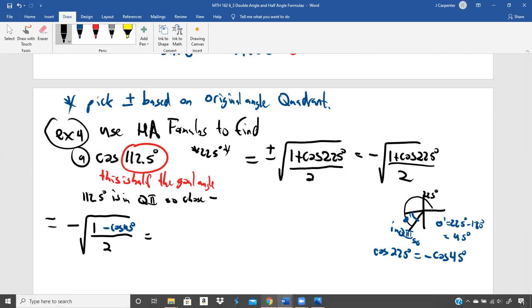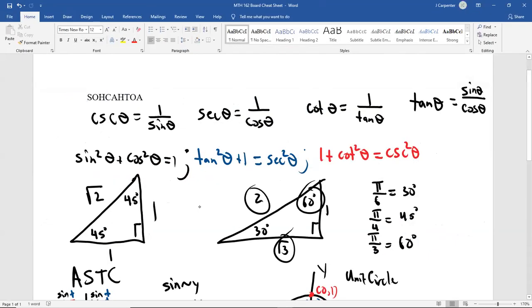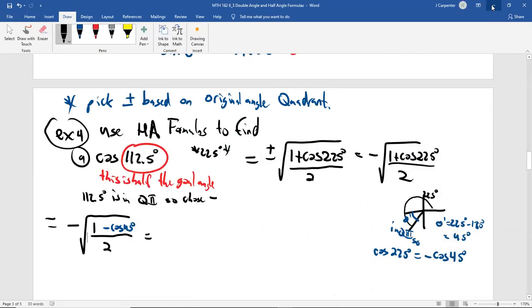Cosine of 45 is the 1, 1, square root of 2 triangle, which is right here. Cosine would be 1 over square root of 2. But we should know by now that we don't want to write that as 1 over square root of 2. We want to write that as square root of 2 over 2. Rationalize that denominator. And then that's all over 2. So again, this cosine of 45 was 1 over square root of 2, which when you multiply top and bottom by square root of 2, you get that.